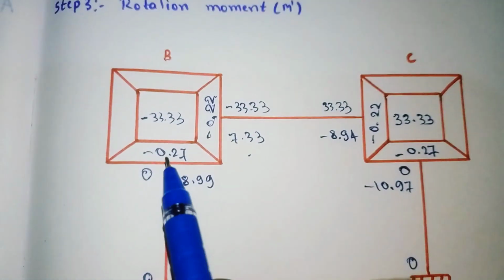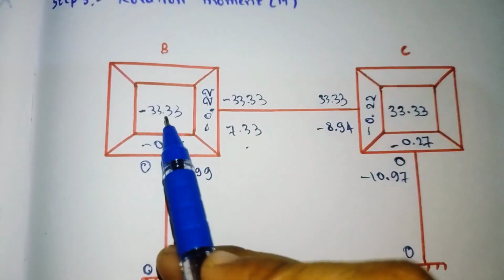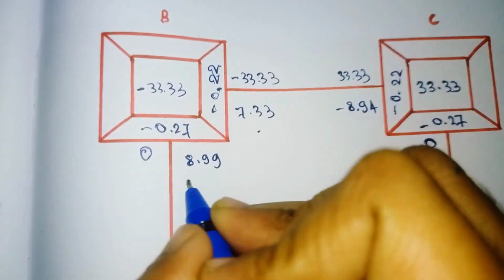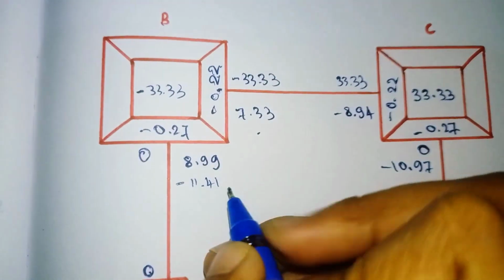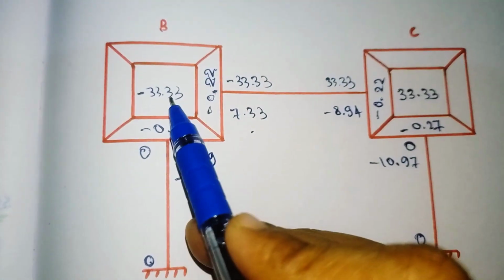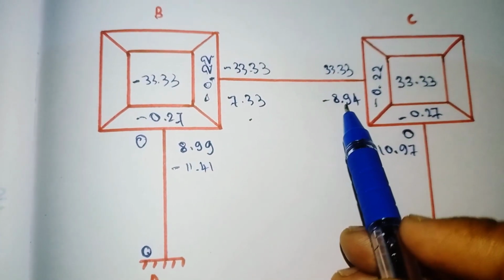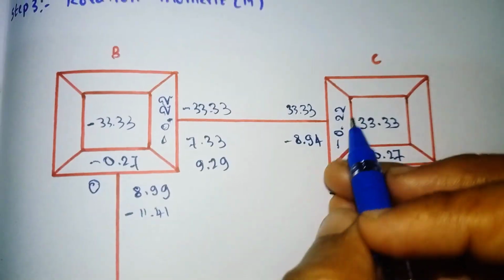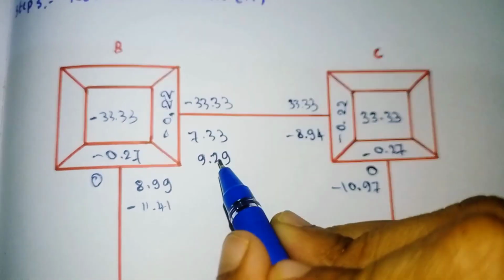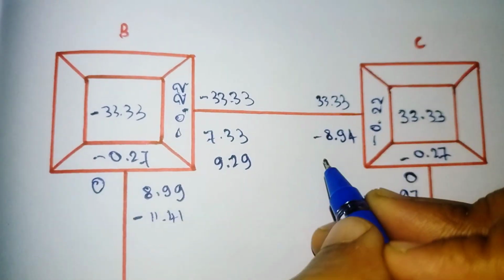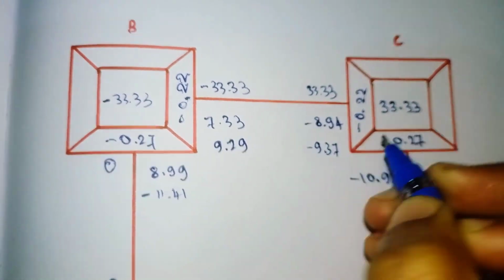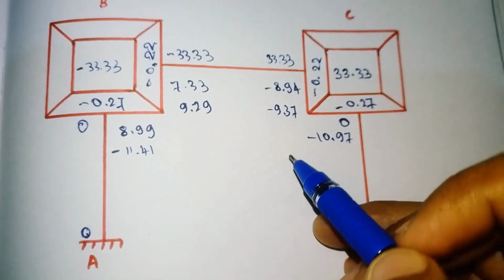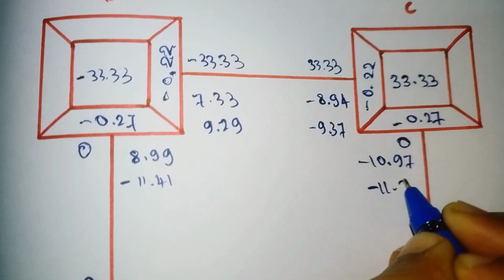So for the second iteration, this into this plus the fixed end moment of this one, it will come out as minus 11.41. Again this into this plus this, it will come out as 9.29. Again for CB, this into this plus this one, it will come out as minus 9.37. Again for CD, this into this plus this one, it will come out as minus 11.50.